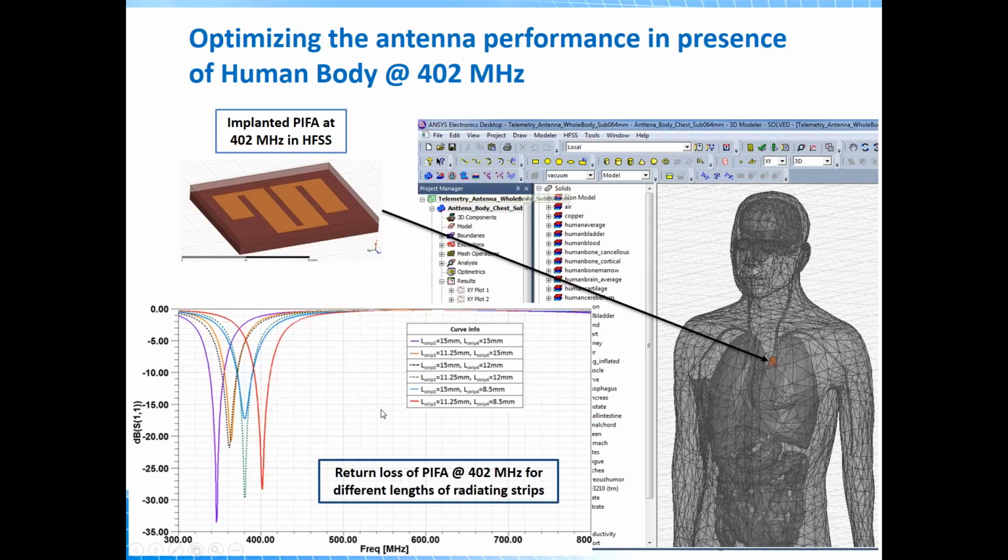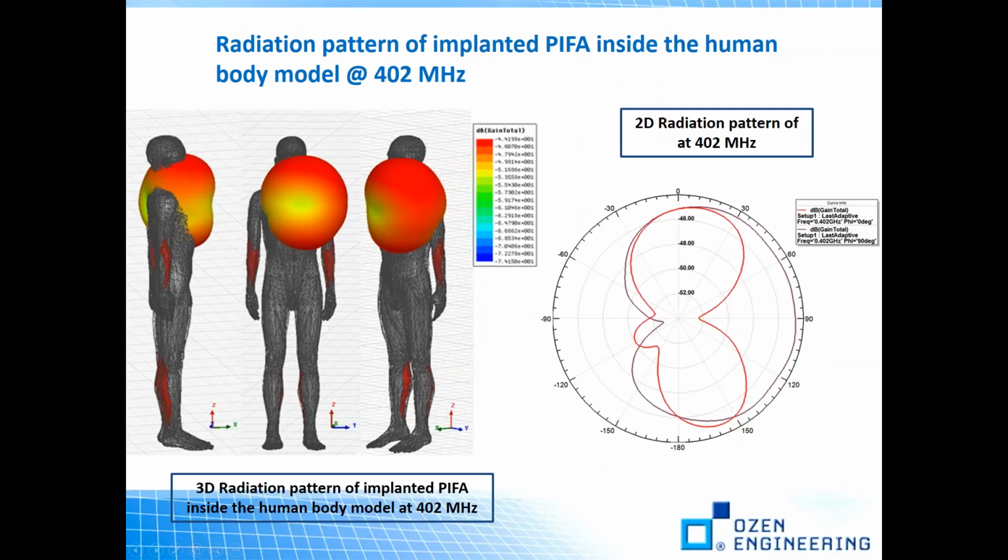So we did a parametric analysis to improve the antenna performance when it's implanted in the human body. You can see these are the kinds of results that we can extract, like the 3D radiation pattern of the implanted antenna inside the human body, or we can look at the 2D radiation pattern of the antenna.